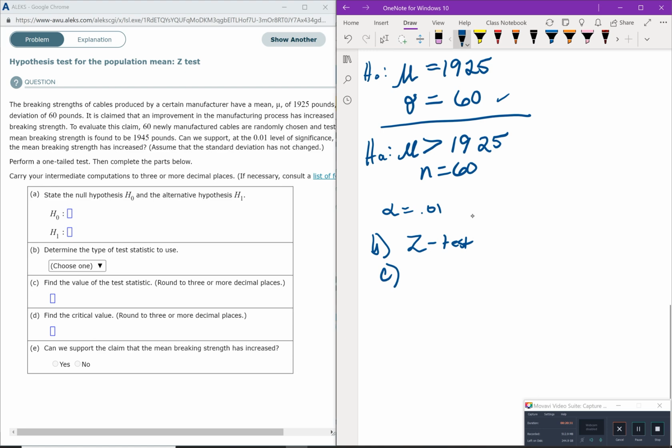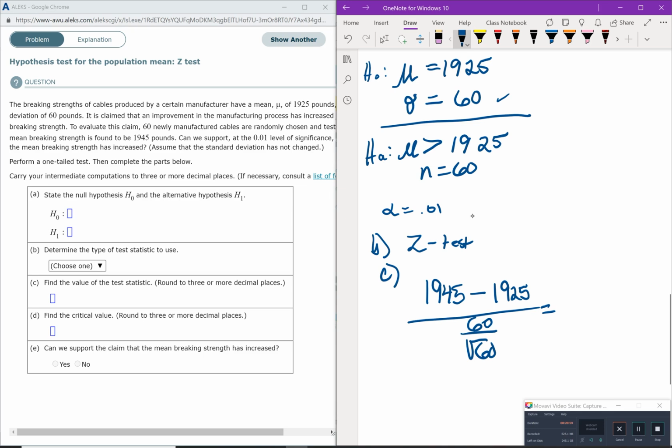We know the mean, so we know that that is given to us at 1,945 minus the 1,925, which is our mu, divided by 60, divided by square root of 60. So do a little math.